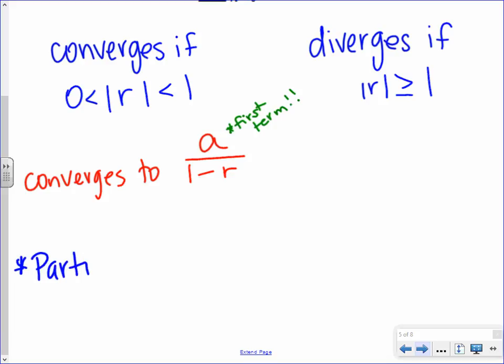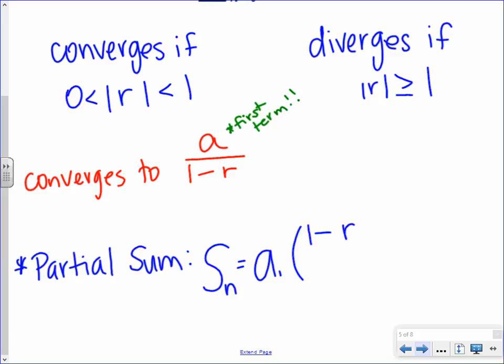Also, if you flash back to pre-calculus, if we want a partial sum, the partial sum of a geometric series is the first term times 1 minus r to the power of whatever partial sum you're finding, over 1 minus r. We will not use that very often, but just so you have that to reference, this is how you would find a partial sum.